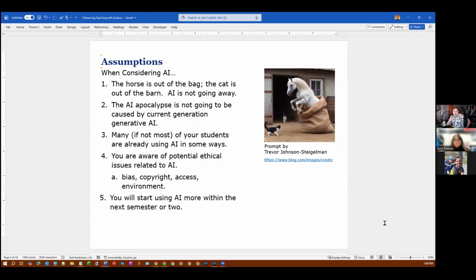Most of your students are already using AI in some ways. And I'm not going to spend a whole lot of time talking about ethical issues related to AI. There is some bias, I will talk about that briefly. There are concerns with copyright, with access for different students, and even professors, whether we can afford the expensive models or not. And of course, there are environmental things related to AI, but I'm not going to really talk about those today. And I'm also assuming that you will be using AI in the next semester or two, if you're not already.